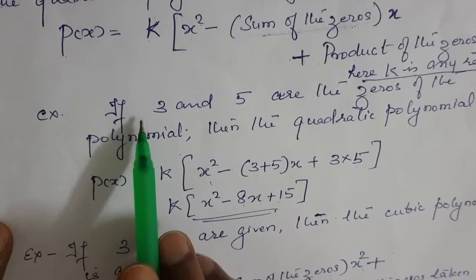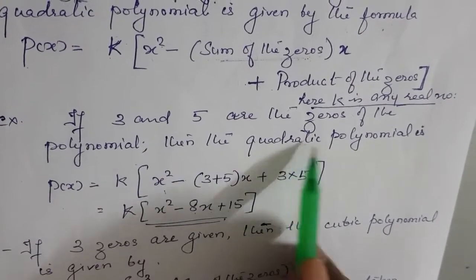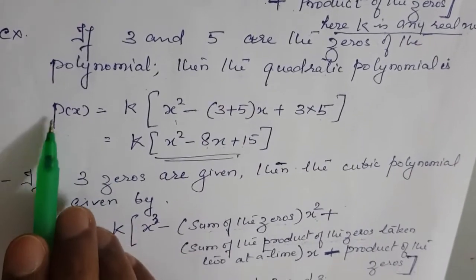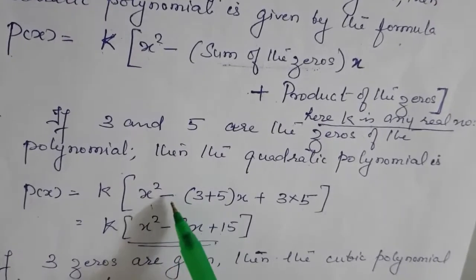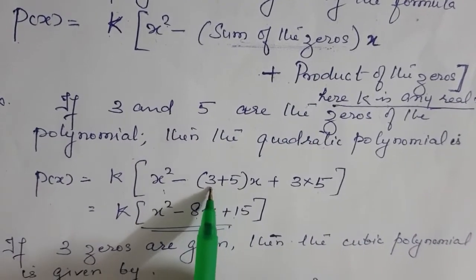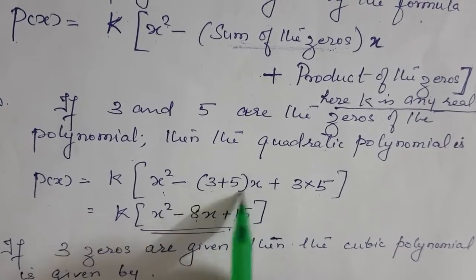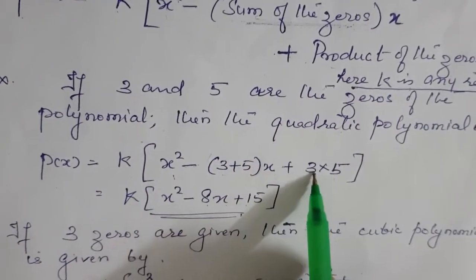For example, if 3 and 5 are the zeros of the polynomial, then the quadratic polynomial is p(x) = k times (x^2 - (sum of the zeros) x + product of the zeros). The sum of the zeros here is 3 + 5, so (3 + 5) into x, plus the product of the zeros, so plus 3 into 5.